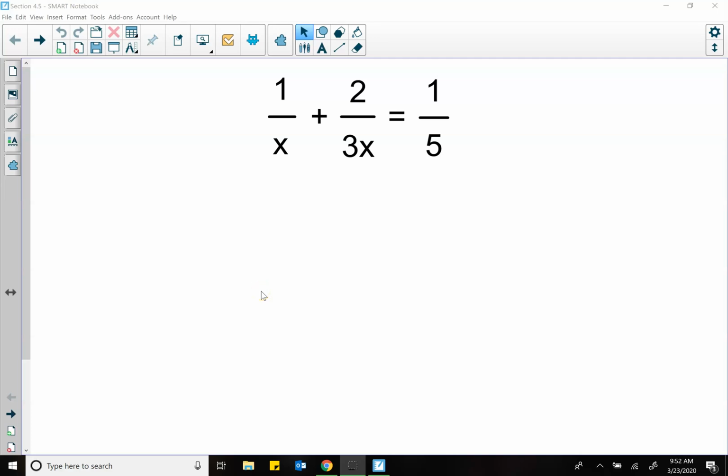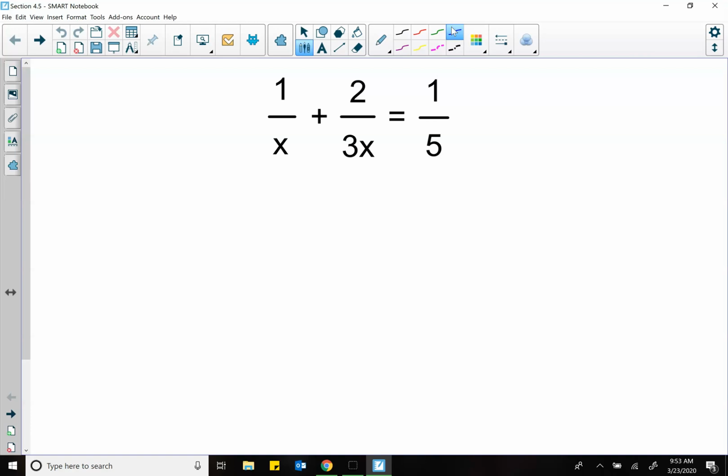All right, so here we go with 4.5. So 4.5, it's all about solving rational equations. So we want to figure out what x is in here, okay? And we're going to use that same technique that we used in 4.4, where in order to solve for these x's, we need to clear out the fraction, okay? So that means, again, we got to find that LCD.